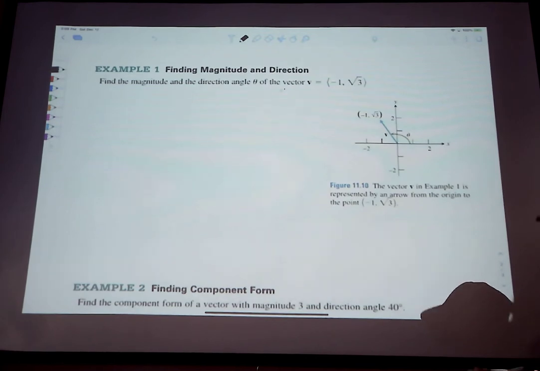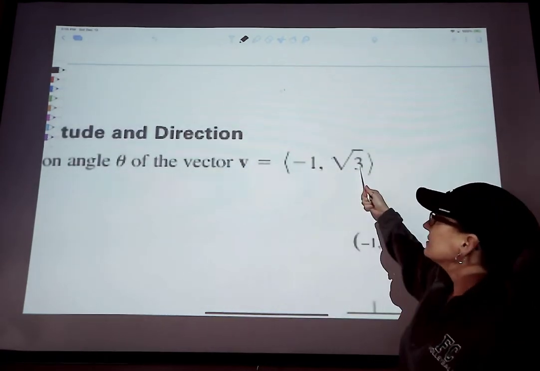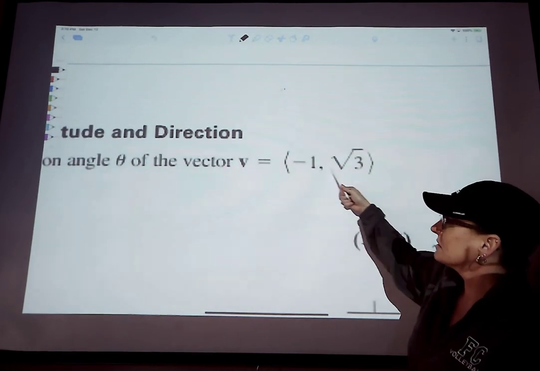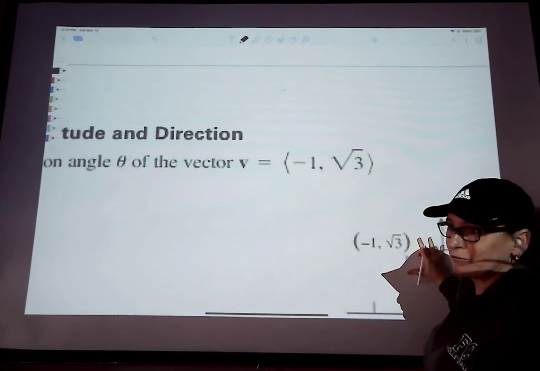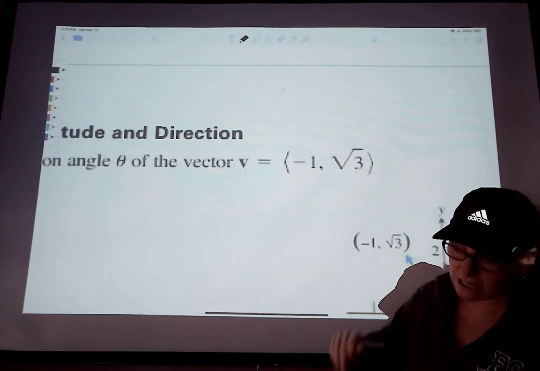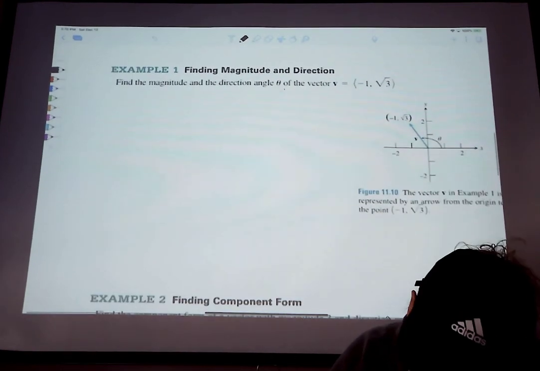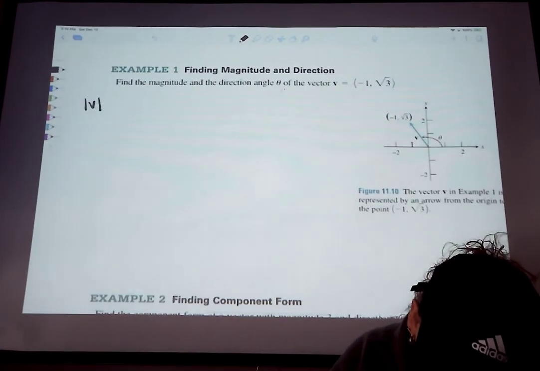Magnitude and direction angle. Okay, so if this is all you have, this is the only information you have, let's pretend for a minute that we aren't given a graph. This is the only information we have. Let's find the magnitude first. That's pretty easy. I'm going to label what I'm doing.